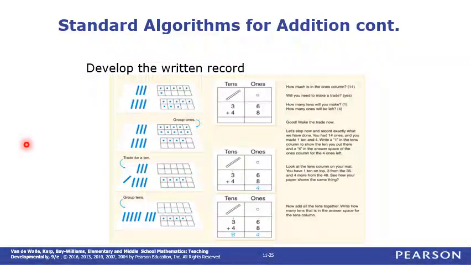And so here, you could ask things like, how much is in the ones column? And then, will you need to make a trade? Yes. And then how many tens will you make? 1. How many ones will be left over? 4. Good, then make the trade now. And then have them stop there and record what they're doing. And you can see how this does really nicely translate to that standard algorithm.